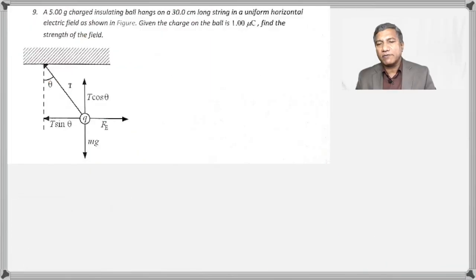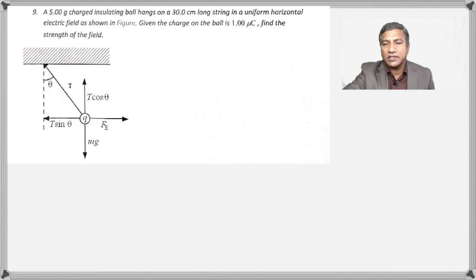We have a problem here where you have a 5-gram charged insulating ball hanging on a 30 centimeter long string, in a uniform horizontal electric field. So the electric field is horizontal and it has a value, and we got to find the strength of the field. The charge on the ball is given as 1 microcoulomb, and this problem comes with a diagram.